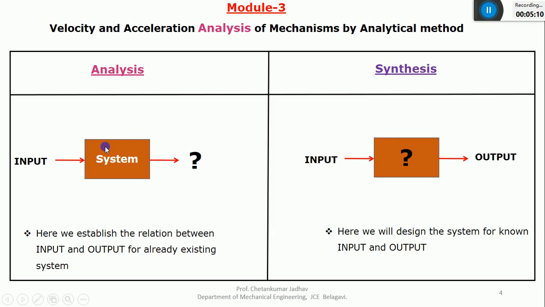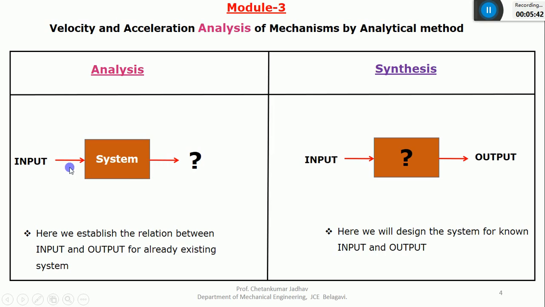Just consider any one system. It may be a mechanism, it may be any machine. You are giving some input to that machine or system, and you get the output, right? In the case of analysis, the system will already be existing. You can consider any lathe machine as a system, and you are giving input. Input means you are giving some electrical power supply.